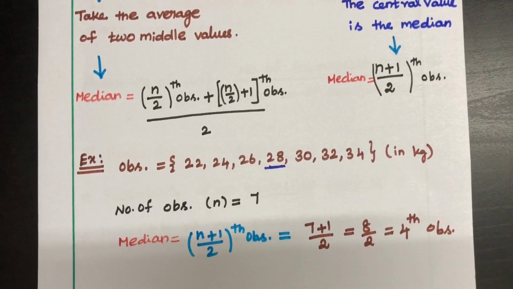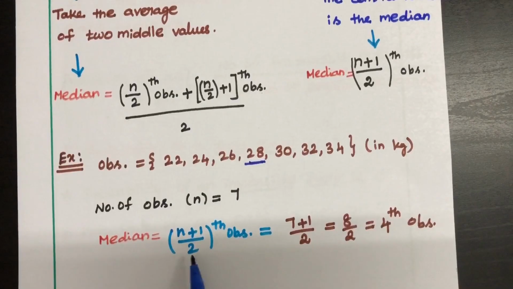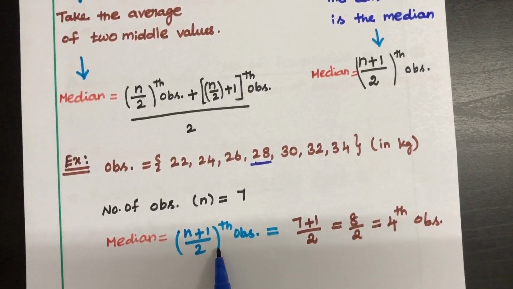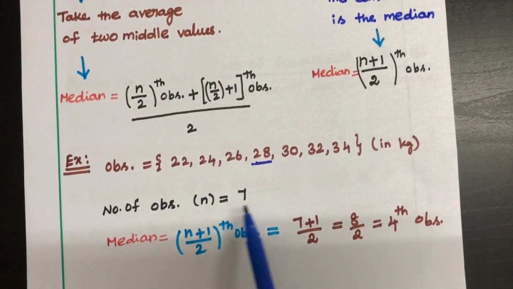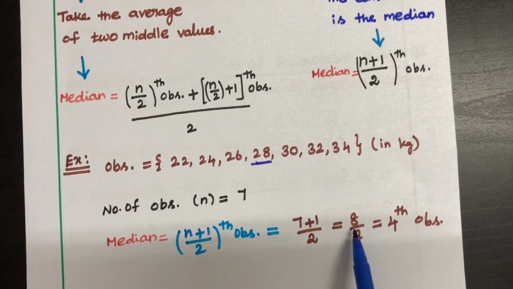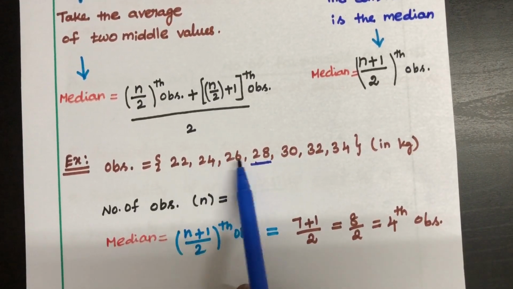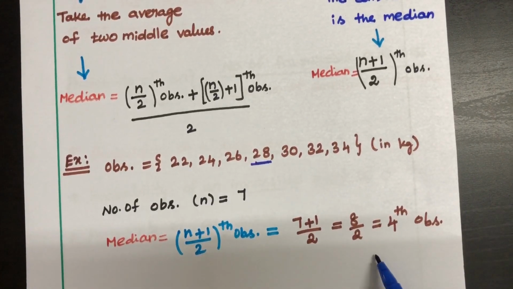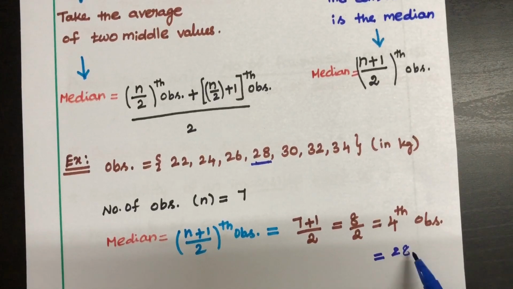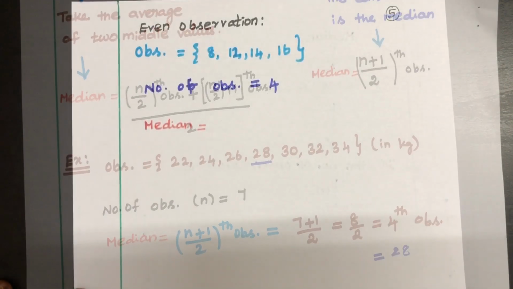How to do it using the formula? The median is the (n plus 1) by 2th observation. So 7 plus 1 divided by 2 gives us 8 by 2, which is the 4th observation. What is the 4th observation? 1, 2, 3, 4. So the median is the 4th observation, that is, 28 is our median here.